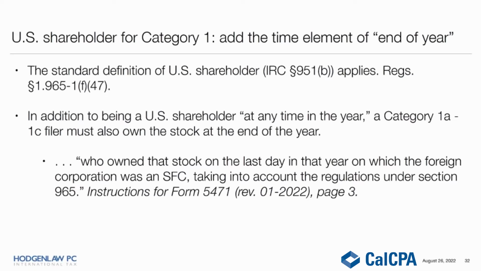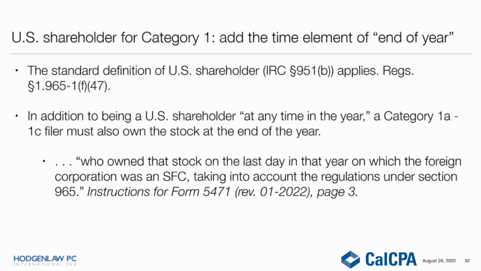So U.S. shareholder has an ownership element, 10% or more. It also has a time element. So the 10% or more means at any time during the calendar year, but Category 1 also demands that you own the stock at the end of the year. So you can see the little excerpts from the instructions. End of the year does not necessarily mean the end of the fiscal year or the calendar year if that's the fiscal year of the foreign corporation. It means the last day on which the foreign corporation was a specified foreign corporation.